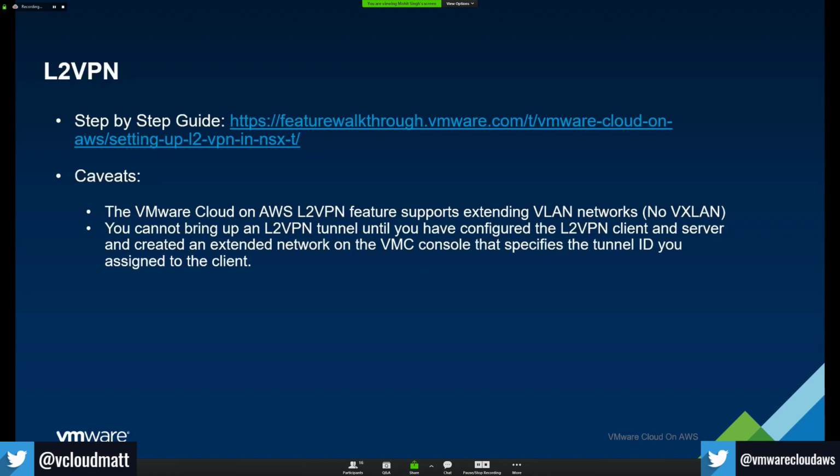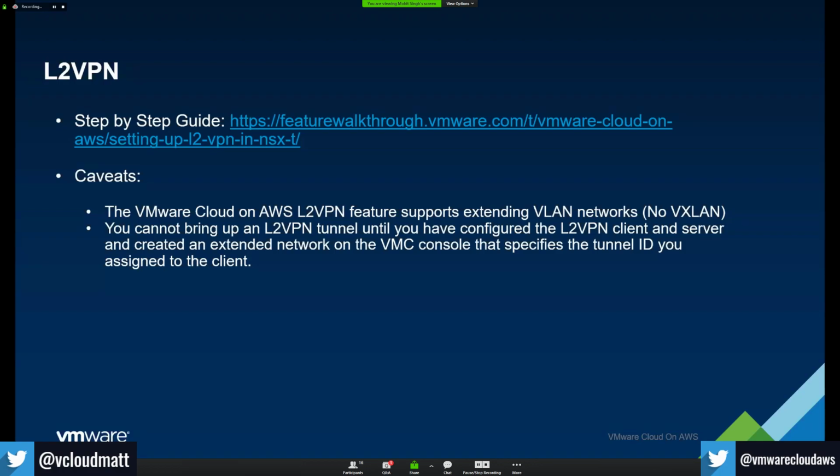However, there are some caveats that I would like to point out. I have seen customers trying to extend VXLAN based networks without realizing that it is not supported with VMC. So make sure you're not trying to extend any VXLAN based networks via the standalone edge client. Apart from configuring L2 VPN client and server, there's a third important step which is often missed. Without doing this, the tunnels won't come up. You need to create an extended network on the VMC Cloud console and assign it a tunnel ID that has been mapped to the VLAN network which is being stretched.